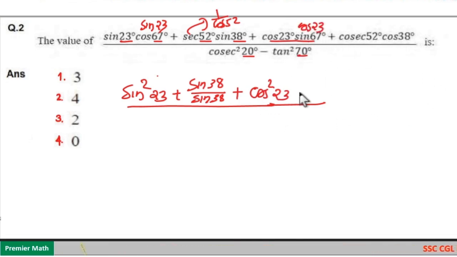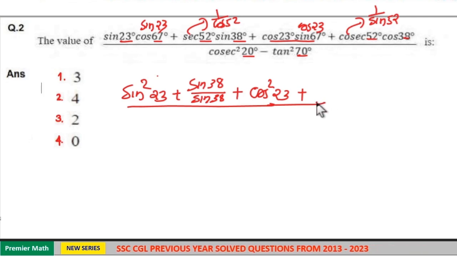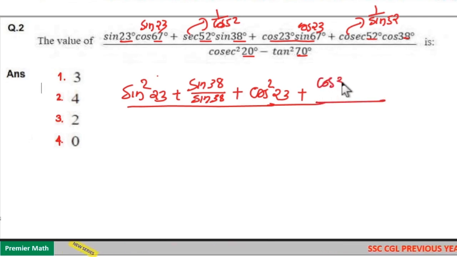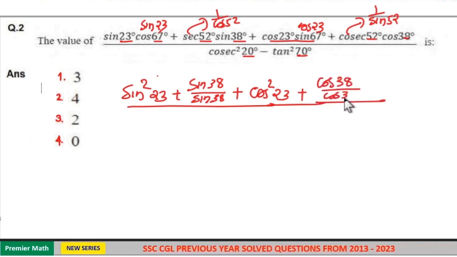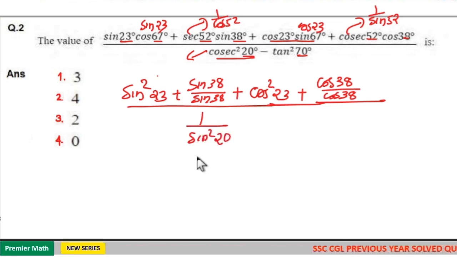Same way, the fourth term will become, here cosec is equal to 1 by sine. So cosec 52 means 1 by sine 52. Now sine 52 is equal to cos 38, as 52 plus 38 is 90 degrees. So this term will become cos 38 divided by cos 38. In the denominator you have cosec square 20. Cosec square 20 is equal to 1 by sine square 20.